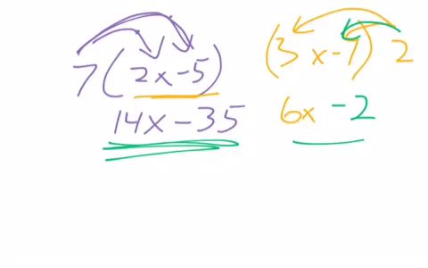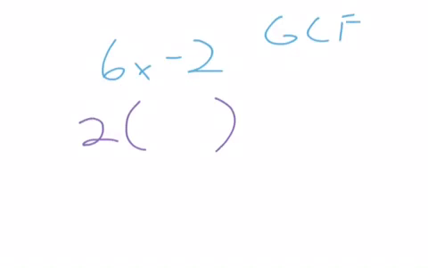Now they do get a little trickier if we work backwards. So if we're working backwards, for instance, if I had 6x minus 2, and we wanted to factor that and write it in distributive property, we would use the GCF. So what's the greatest common factor between these two numbers? They're both even, so we'd say 2 goes into both of them. And now we read it like this. 2 times what gives me 6x? Hopefully you said 3x. 2 times what gives me negative 2? 2 times negative 1.